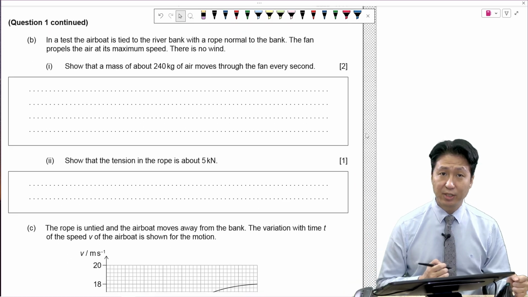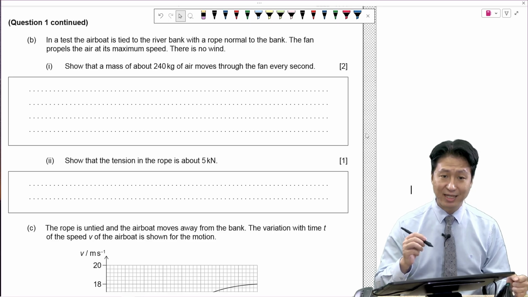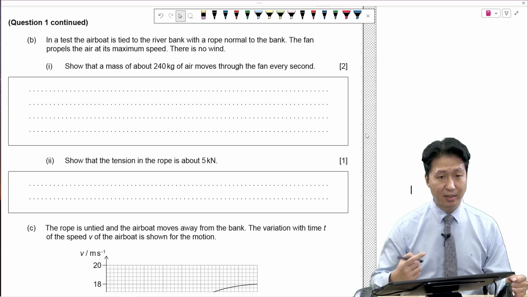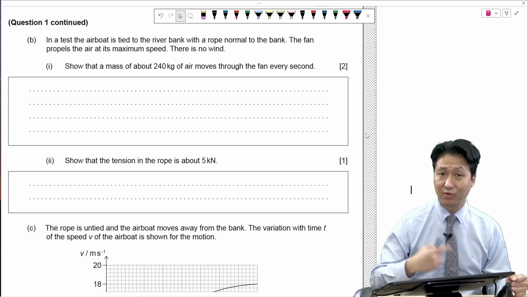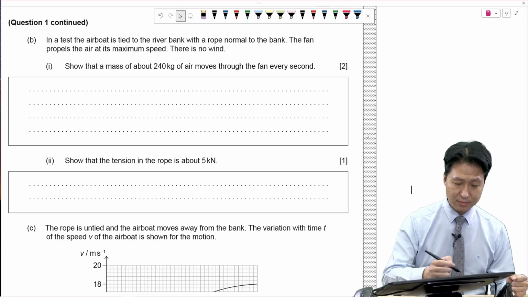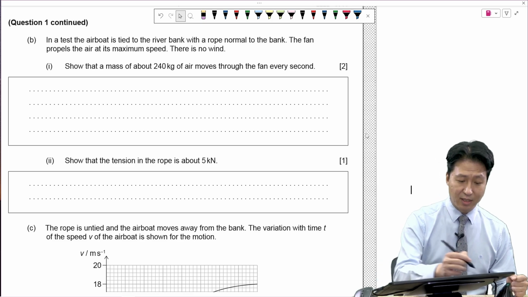In part B of this question, it says that in a test, the airboat is tied to the riverbank with a rope normal to the bank. The fan propels the air at its maximum speed. There is no wind. Number 1, show that the mass of air that moves past the fan every second is 240 kilograms. So, first of all, we have to find mass.